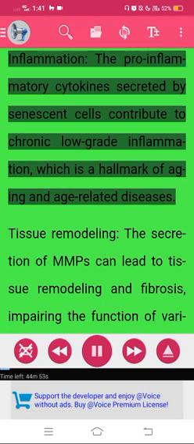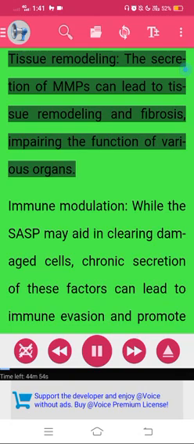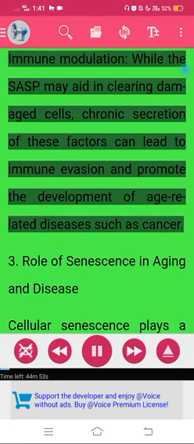Inflammation. The pro-inflammatory cytokines secreted by senescent cells contribute to chronic low-grade inflammation, which is a hallmark of aging and age-related diseases. Tissue remodeling. The secretion of MMPs can lead to tissue remodeling and fibrosis, impairing the function of various organs. Immune modulation. While the SASP may aid in clearing damaged cells, chronic secretion of these factors can lead to immune evasion and promote the development of age-related diseases such as cancer.